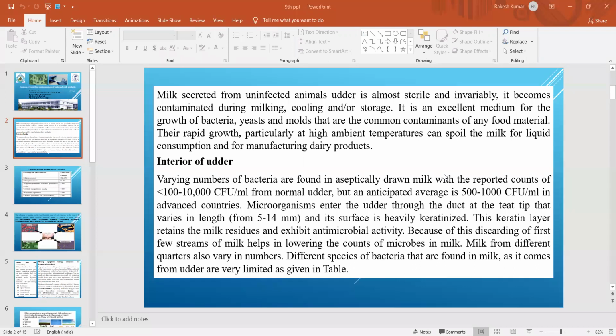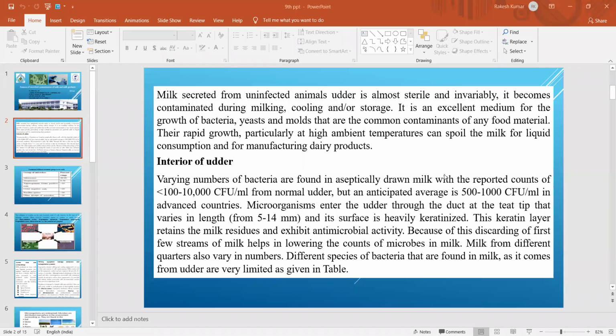Whenever you are collecting that milk, immediately you have to cool it down below 4 degrees centigrade just to restrict the activity of different kinds of microorganisms which are present initially. So something about the interior of the udder: what type of microorganisms is there and what should be the population level.